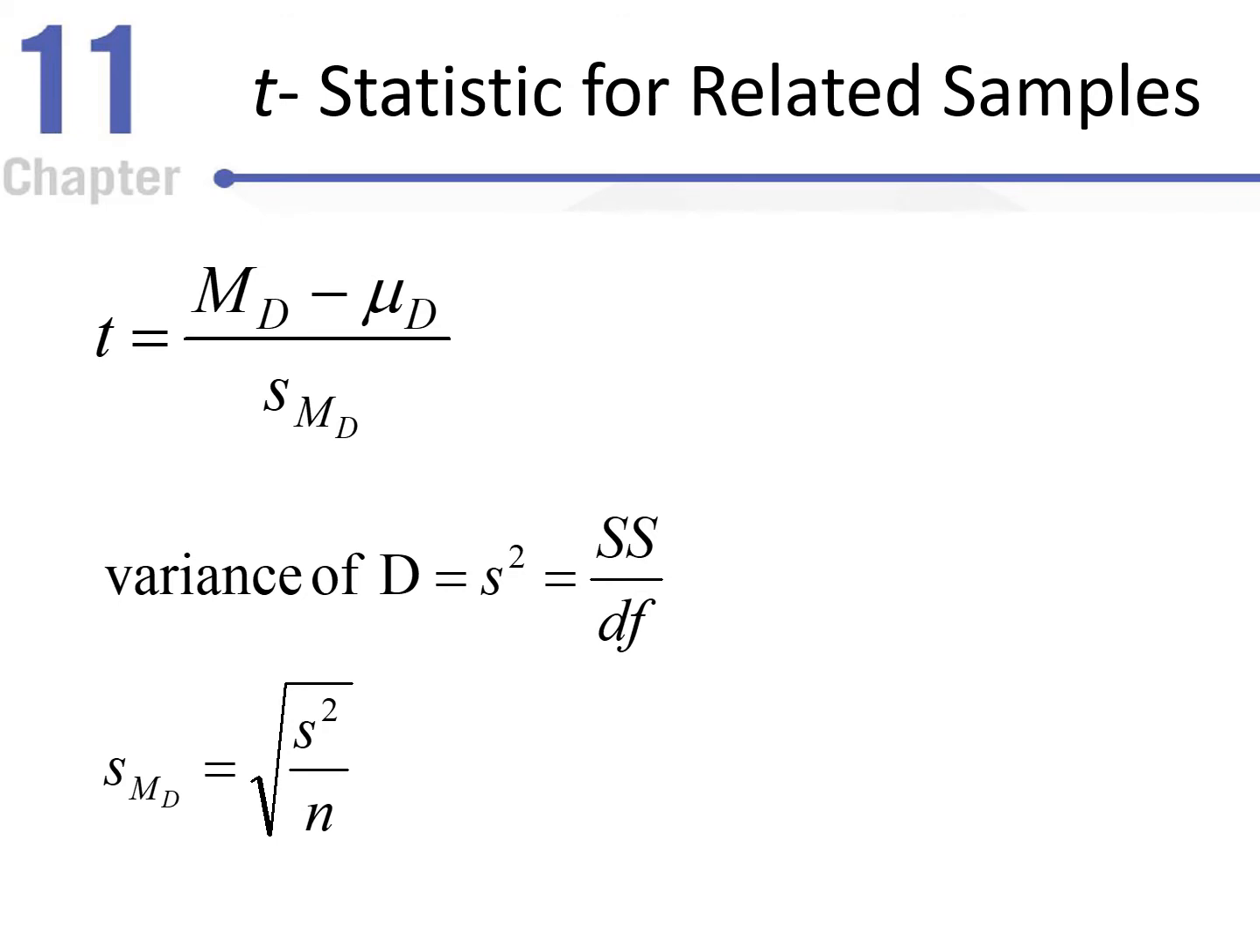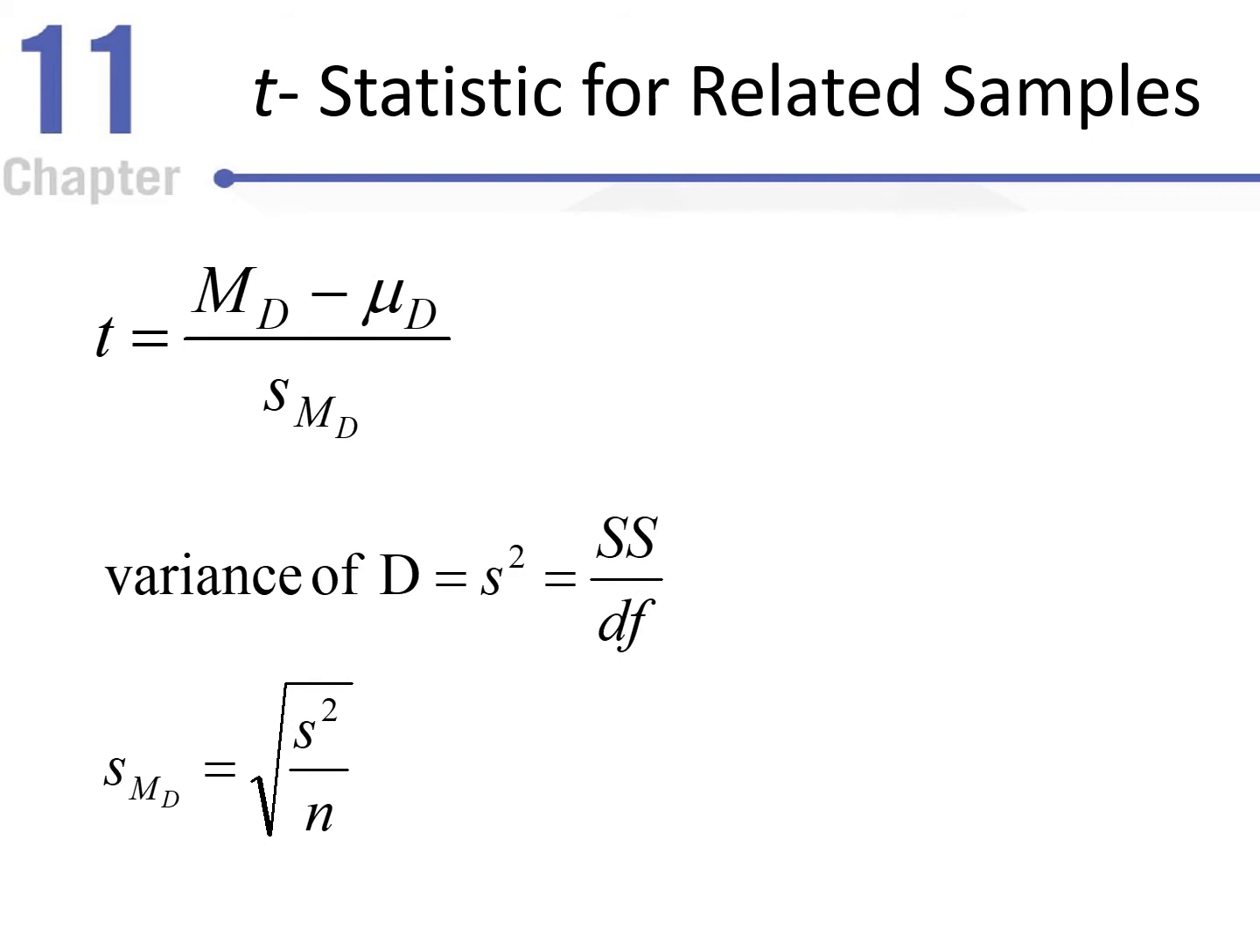You compute the variance. So if you have the sum of squares, and you have the degrees of freedom, which is n minus 1, or number of difference scores minus 1, you can compute the variance. So you get the sum of squares, you divide it by n minus 1, or difference scores minus 1, and you get s squared, the variance. Then if you take the square root of s squared divided by n, you'll get the standard error.